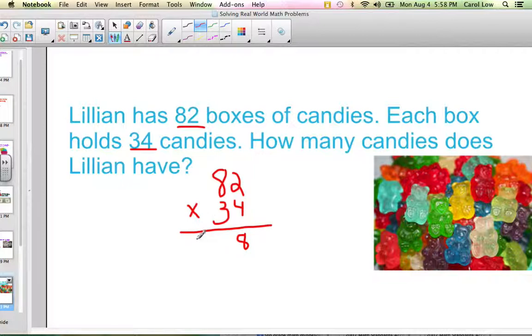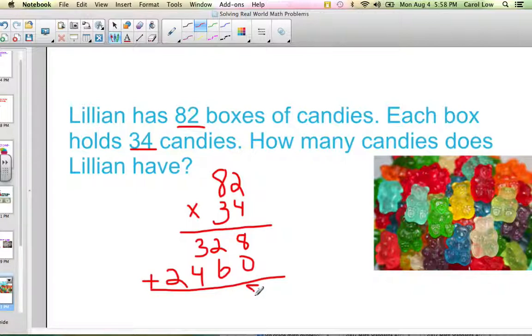4 times 8 is 32. We're no longer multiplying by the ones, so we put the 0 here. 3 times 2 is 6. 8 times 3 is 24. Add it up. Hopefully this won't do silly things. We have an 8. That's supposed to be an 8, you guys. That is bad news. You know what? I'm going to erase that.